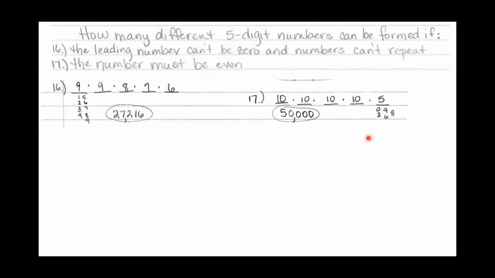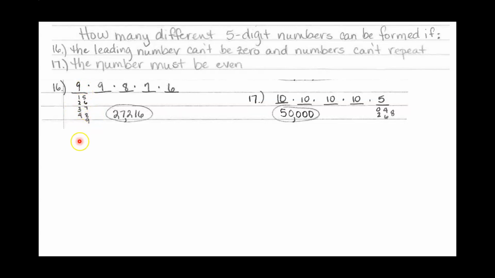All right, for 16, it says how many different 5-digit numbers can be found. All right, so I'm just going to go ahead and give myself 5 blanks here: 1, 2, 3, 4, 5. And it says first, how many can be found if the leading number can't be 0 and numbers can't repeat? Okay, so if the leading digit can't be 0, it can be 1, 2, 3, 4, 5, 6, 7, 8, 9, right? So there are 9 possibilities for that first number.